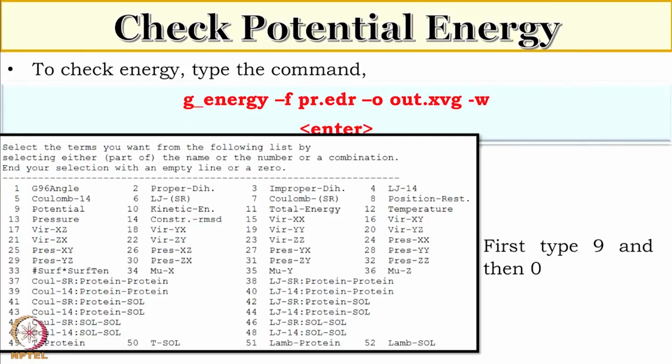Does it also plot those things? You can plot if you want. You have the file out.xvg. If you have out.xvg, you just have to type xmgrace out.xvg, and it will give you the plot. First you do this: type 9 and then 0.